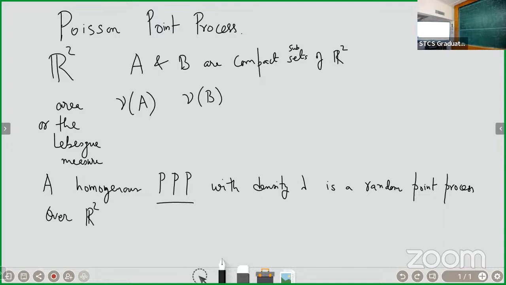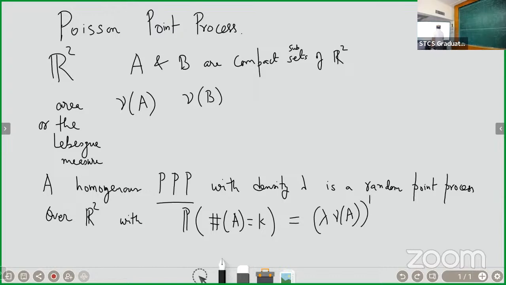With the following properties. The probability that the number of points in A is equal to k is the usual Poisson distribution: lambda times nu(A), the whole to the power k, over k factorial, times e to the minus lambda nu(A). This is the count of the number of points falling in the set A. Everything has been scaled by the quantity lambda times nu(A).